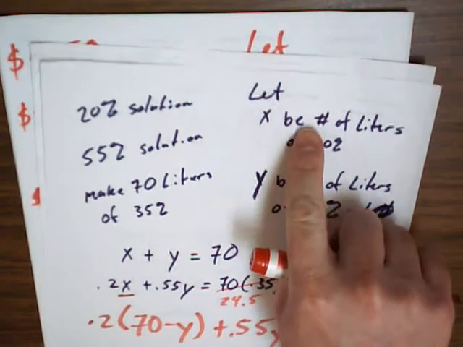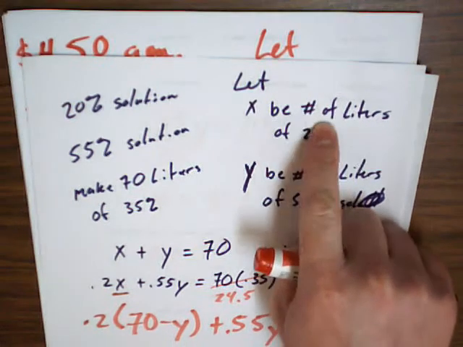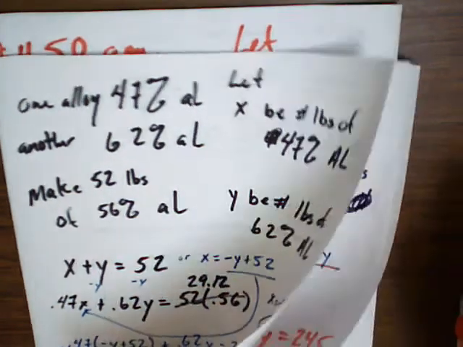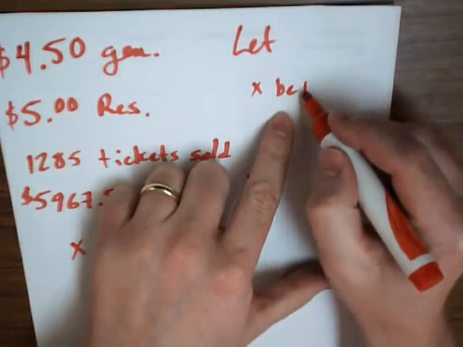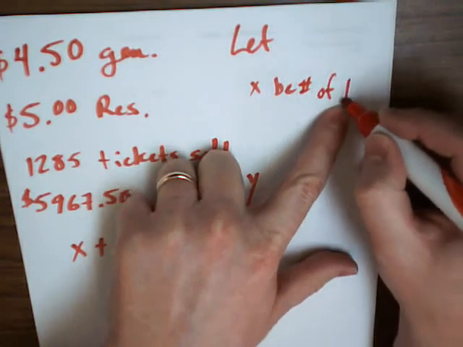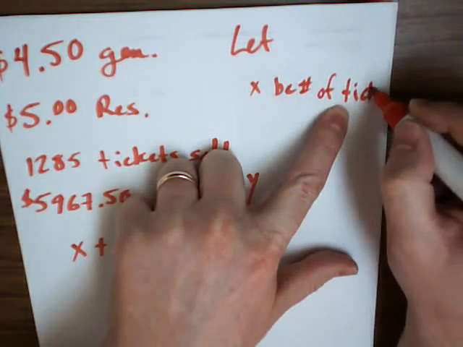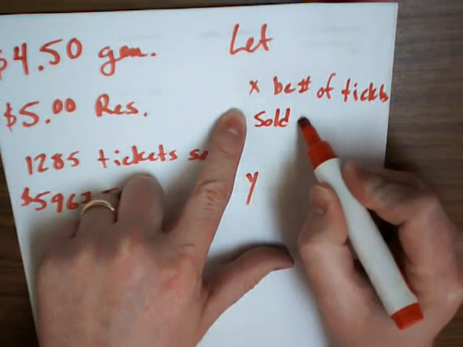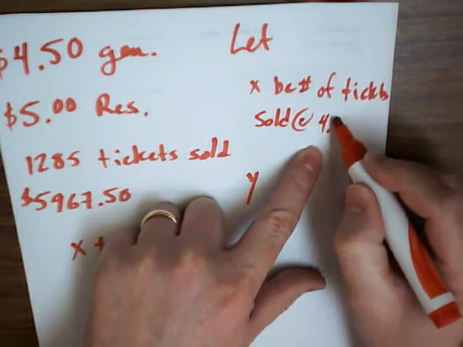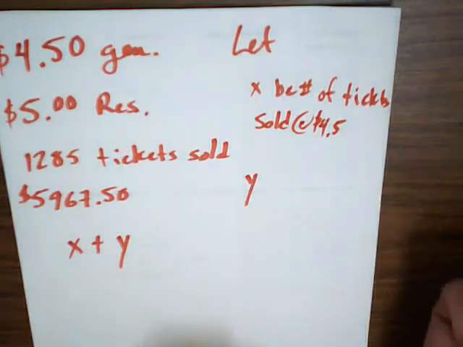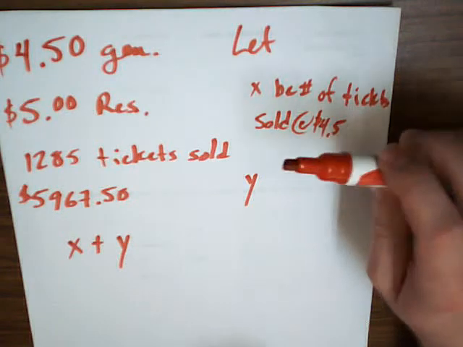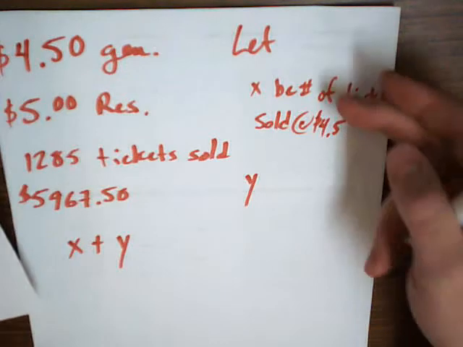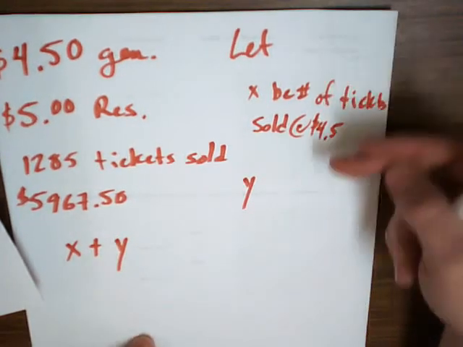So after this, I don't know if you've noticed, I've always said let X be the number of liters. And I've said let X be the number of pounds. So let X be the number of tickets sold at $4.50. So your answer is a number of tickets. If you read the question, it says how many tickets were sold. So it has to be a number of tickets. It just has to be.